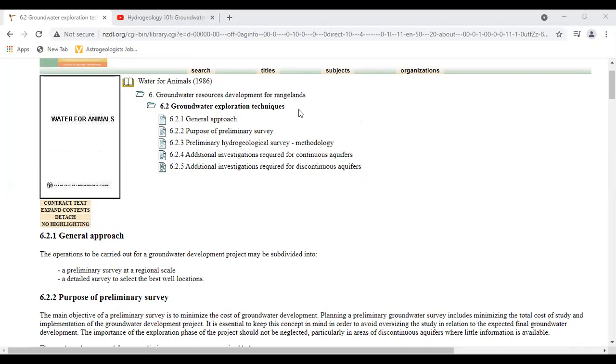There are five processes in groundwater exploration techniques. The first one is the general approach. The second one is the purpose of preliminary survey, and the third one is the preliminary hydrogeological survey methodology. The fourth one is additional investigations required for continuous aquifers, and the fifth is additional investigations required for discontinuous aquifers. These five steps are important in groundwater exploration techniques.